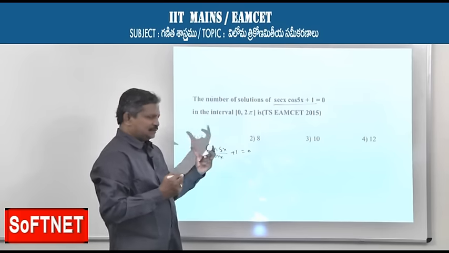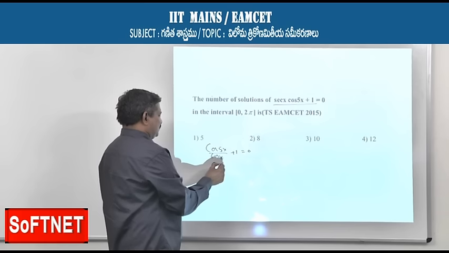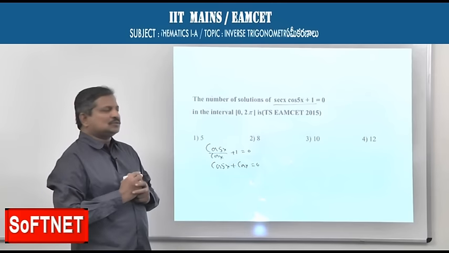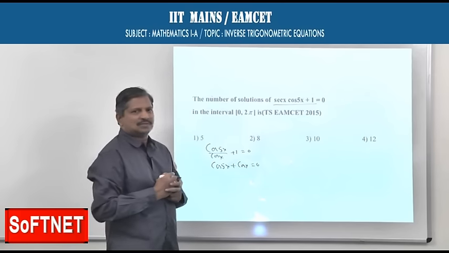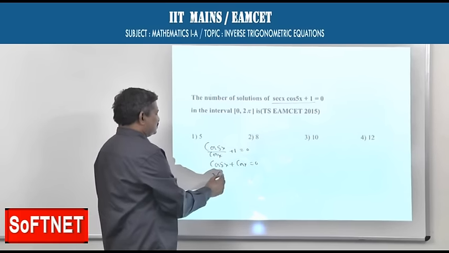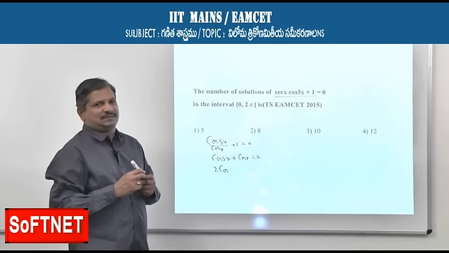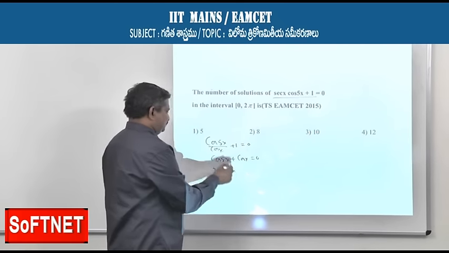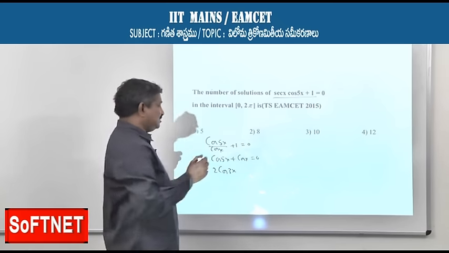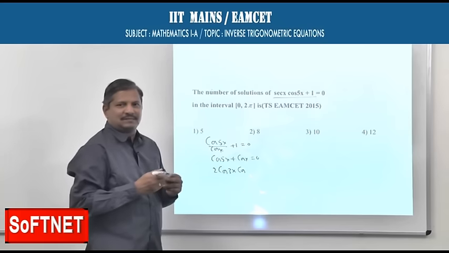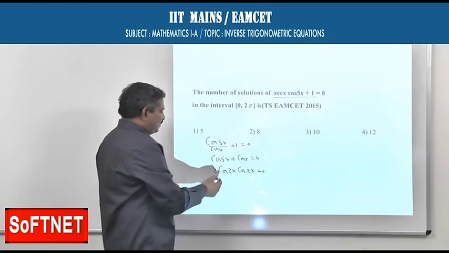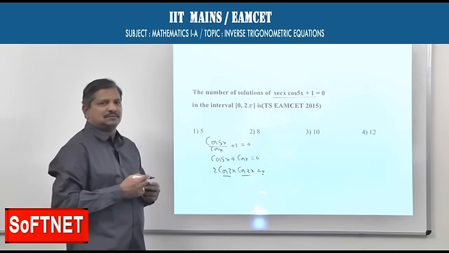Secant is 1 by cos. Taking the LCM, cos 5x plus cos x, by cross multiplying. So you get the cos C plus cos D form. We can write it as 2 cos of (C plus D) by 2, cos of (C minus D) by 2. C plus D is 5x plus x, 6x by 2, 3x. C minus D is 5x minus x, 4x by 2, 2x. So 2 cos 3x cos 2x is equal to 0. Whenever the product of two terms is 0, each is equal to 0.